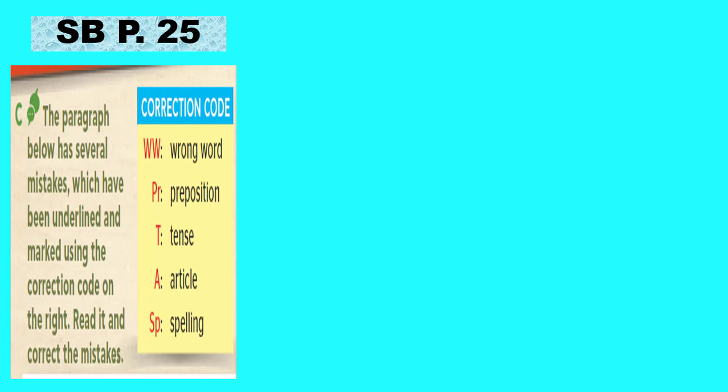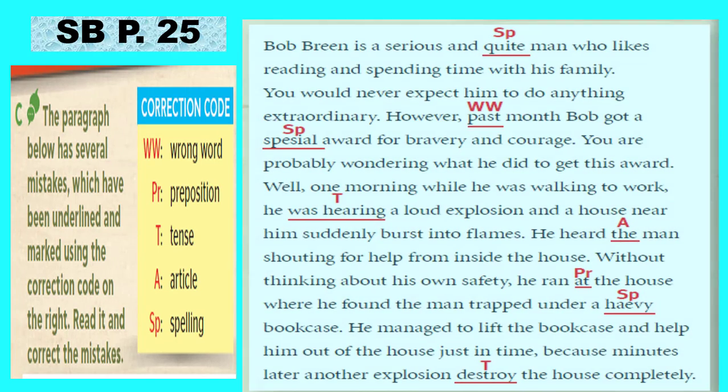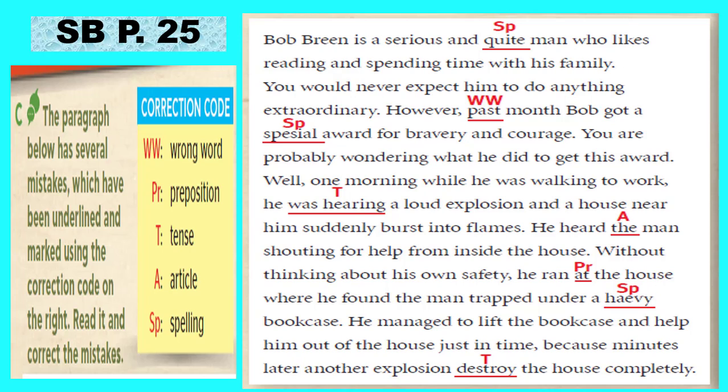Now let us go to exercise C. The paragraph we have here has several mistakes, and here we have the correction code. WW means wrong word, PR preposition, T for tense, A for article, and SP for spelling. So let's read the article and try to correct these mistakes together. Bob Breen is a serious and quiet man. Quiet here is wrong. There is something wrong with the spelling. The correct spelling must be the following: quiet.